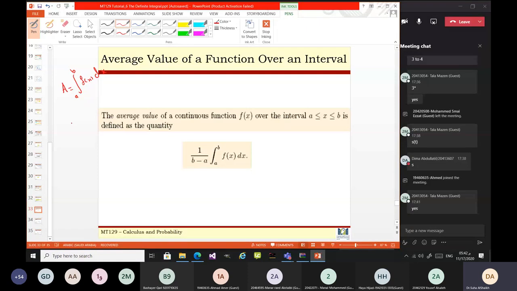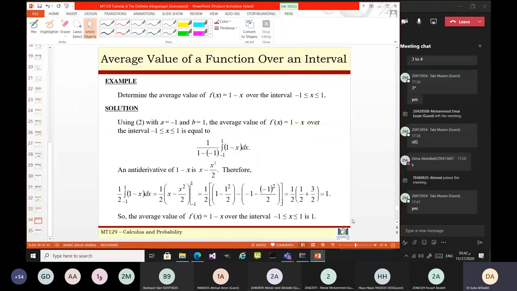Now the average value of a function, we call it the AV, the average value of the function. It's integration again from a to b of f of x, but we multiply outside with 1 over b minus a, and this is the average value formula. Again, it's the definite integration from a to b, but we multiply out with 1 over b minus a to find the average value.